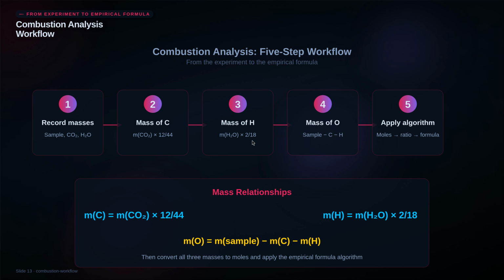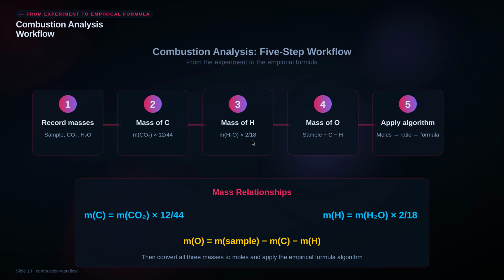Step 1. Record the masses. You are given the mass of the original sample, the mass of carbon dioxide produced, and the mass of water produced. Step 2. Find the mass of carbon. Multiply the mass of carbon dioxide by the ratio 12/44, which is the ratio of carbon's atomic mass to the molar mass of carbon dioxide. This gives you the mass of carbon in the original sample.